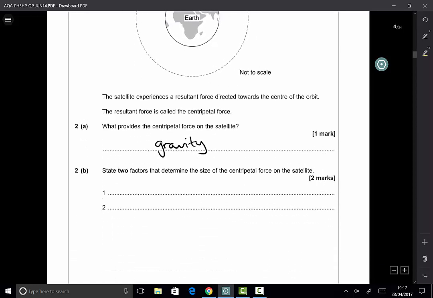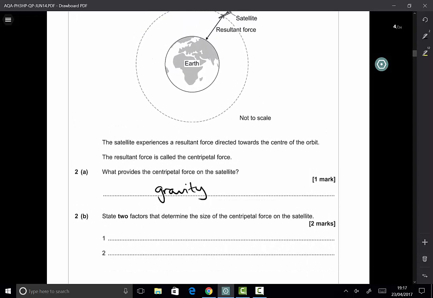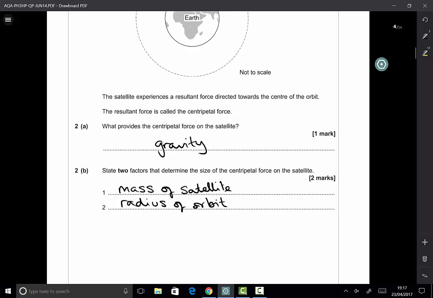State two factors that determine the size of the centripetal force on the satellite. So the first one is the mass of the satellite. And the second one we're going to go for is radius of orbit. The other thing that would have an impact would be the velocity of the satellite.